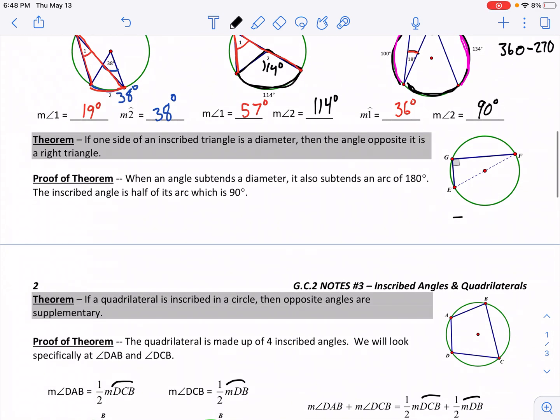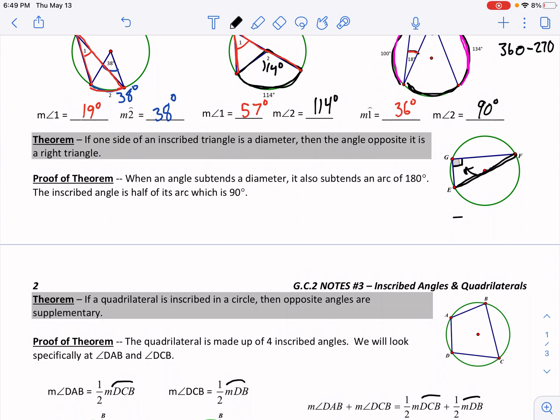This next theorem says if one side of an inscribed triangle is a diameter. So they're saying if one of the sides of our triangle that's inscribed in a circle is the actual diameter of the circle, then the angle opposite that side is a right angle. In other words, it's a right triangle.